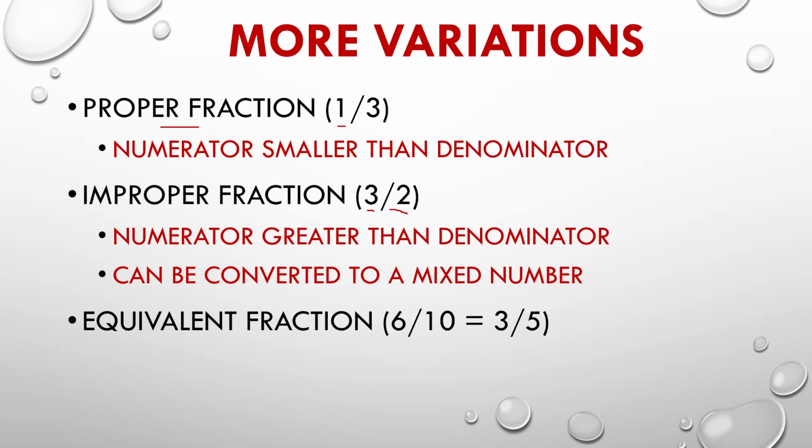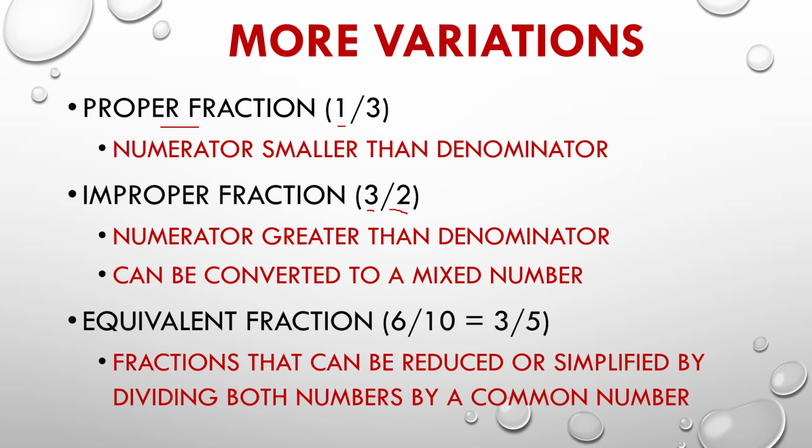We also have equivalent fractions, which are just fractions that are equal, so they can be reduced or simplified by dividing them by a common number. So for example, 6/10, we can divide both of those numbers by 2. So if we divide 6 by 2, we get 3. And if we divide 10 by 2, we get 5. So 6/10 is the same thing as 3/5.